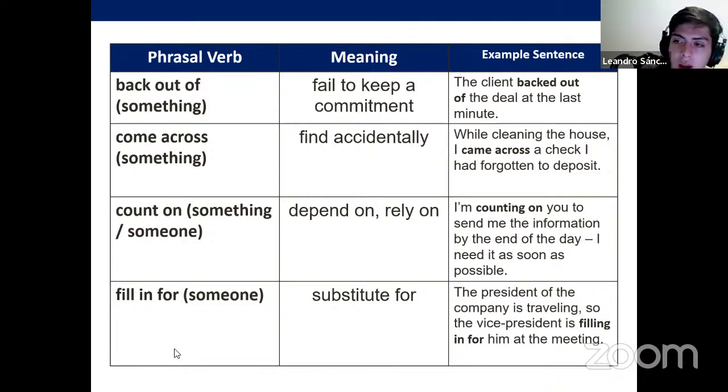I'm counting on my partners to finish the assignment. Yes. If it's a group assignment, then you are counting on them to finish the assignment. Okay, good. Let's go to the next part.